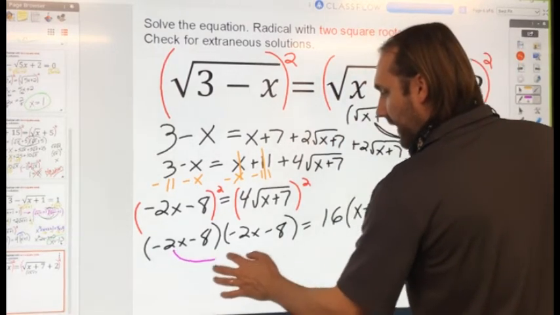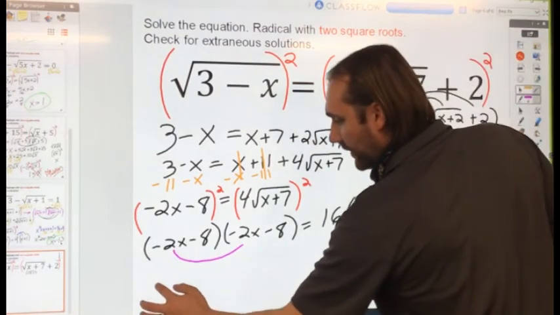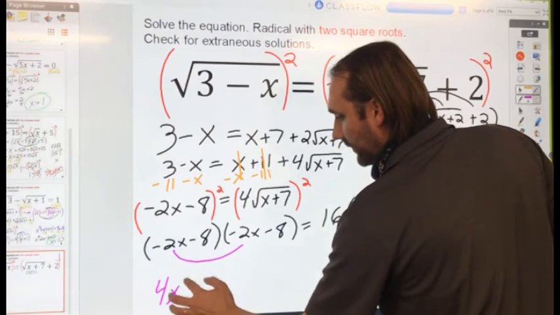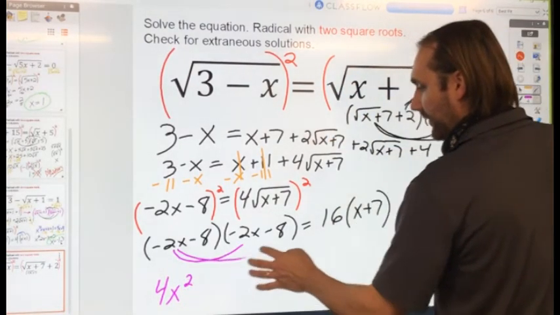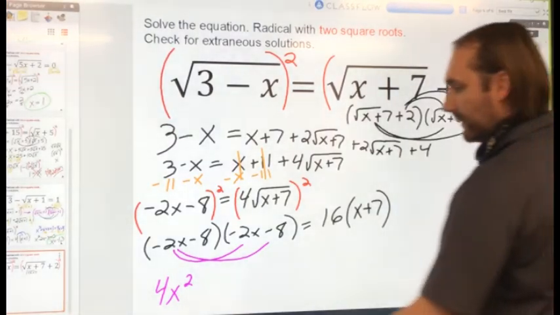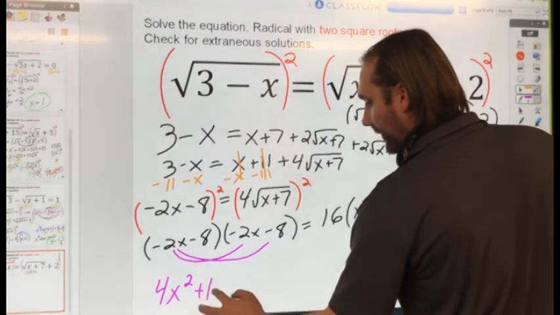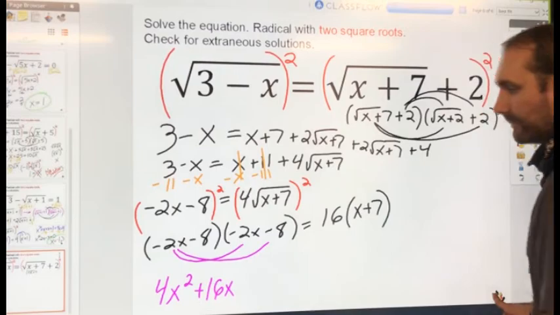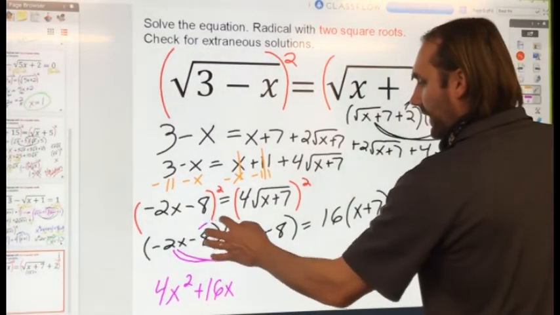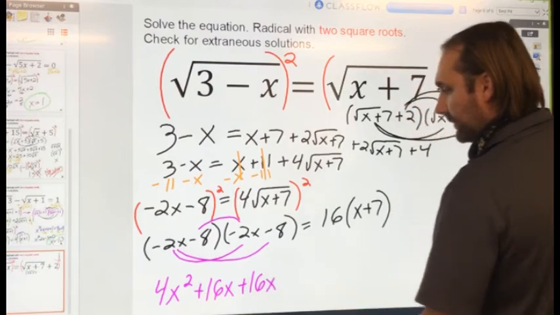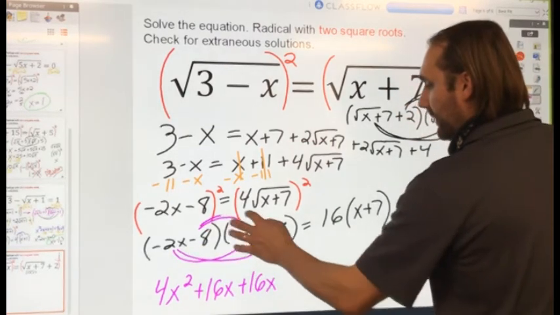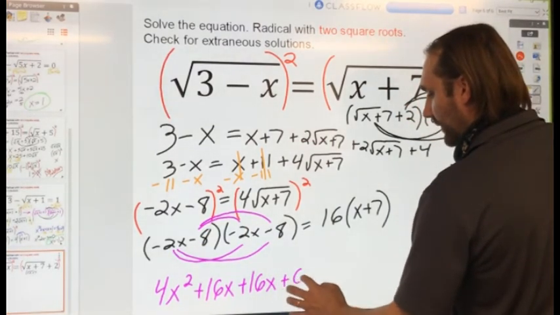What is negative 2x times negative 2x? That is a positive 4x squared. Negative 2x times a negative 8 is a plus 16x. Negative 8 times negative 2x is a plus 16x. And then negative 8 times negative 8 is a plus 64.